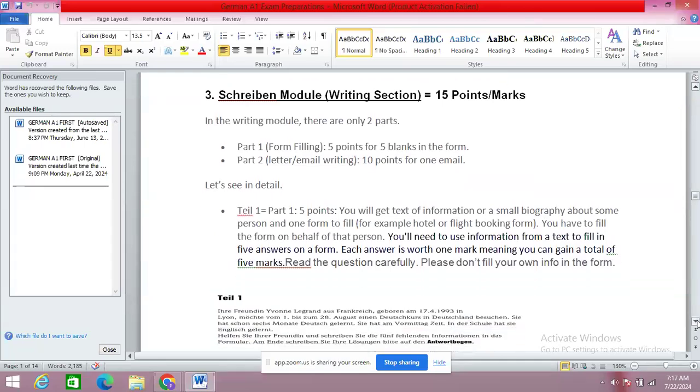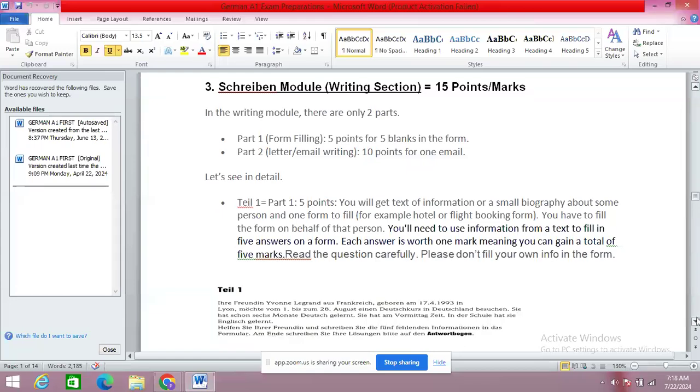Then coming to the Schreiben. For Schreiben, it is the writing section. Here it also consists of 15 points or 15 marks. We have two parts here, which means two questions. Question one is form filling.